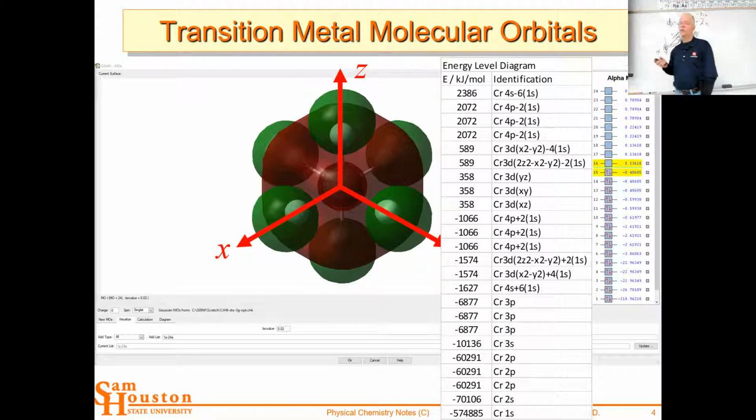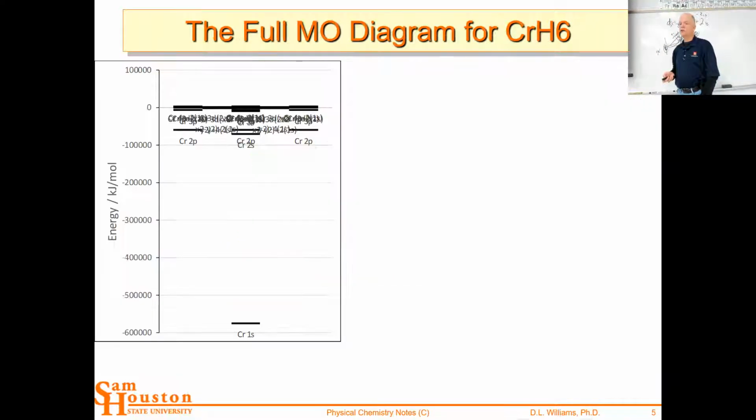So let's go through all of the orbitals in this molecule, starting down at the very bottom. I've plotted all of those orbitals in this plot. This is the full molecular orbital diagram for chromium hexahydride. And look at the energy scale, this is kilojoules per mole. Those electrons in the 1s are really low, 600,000 kilojoules per mole down here at the bottom.